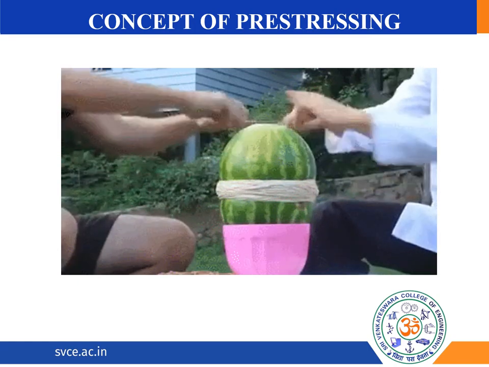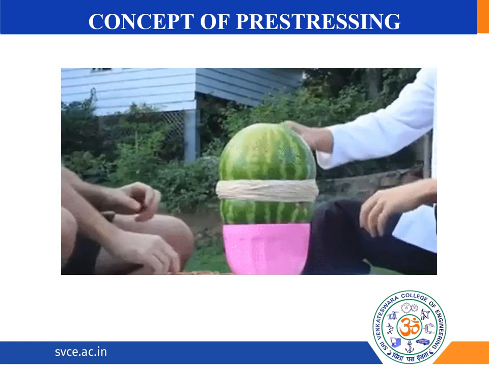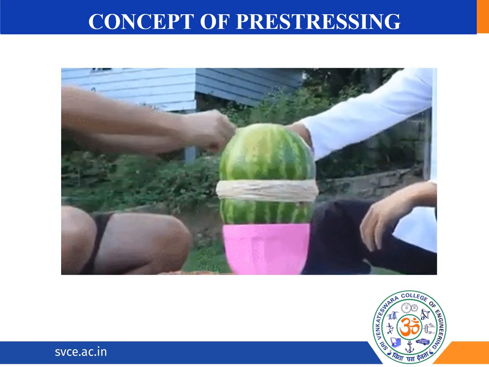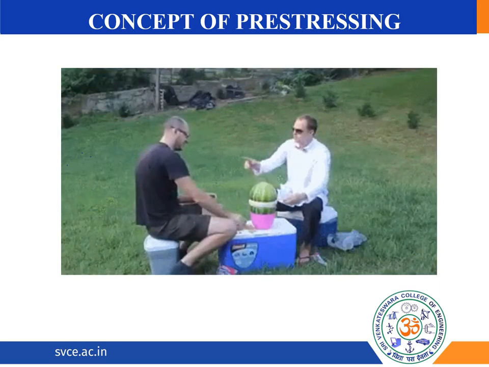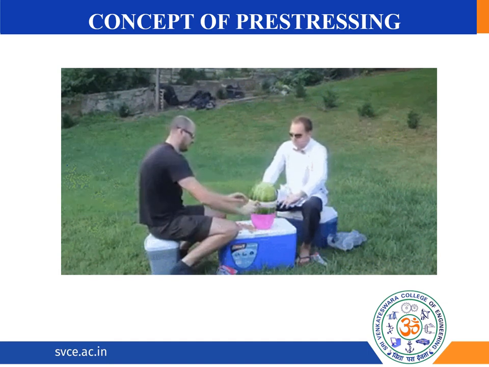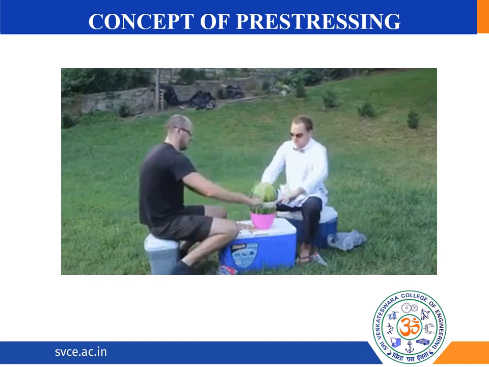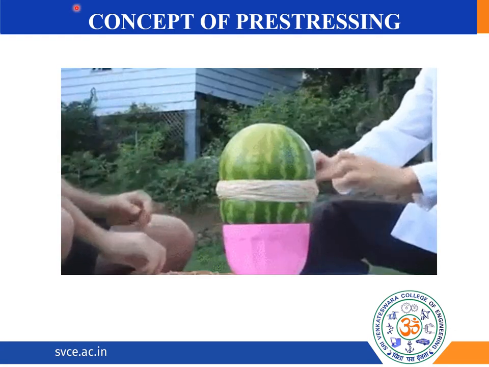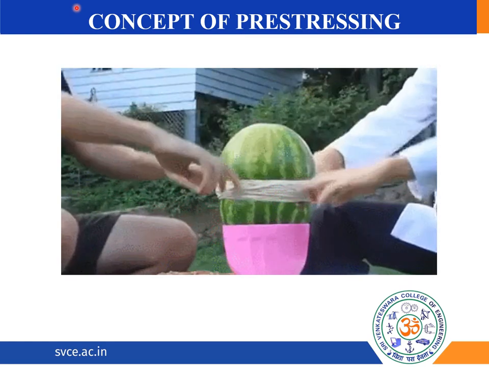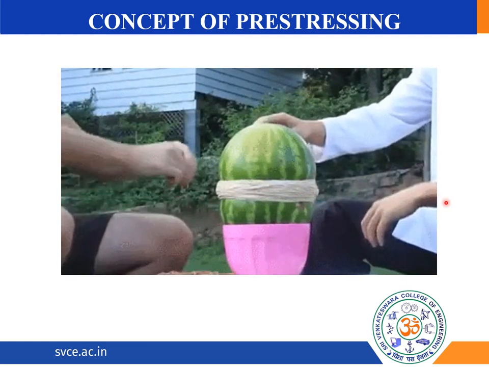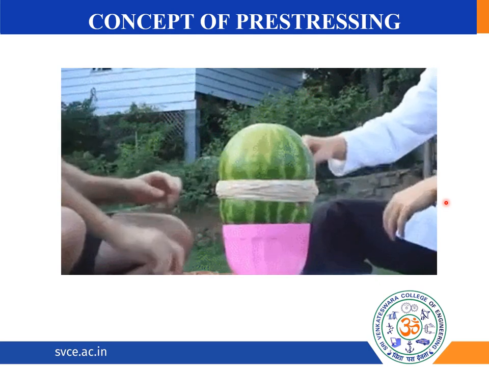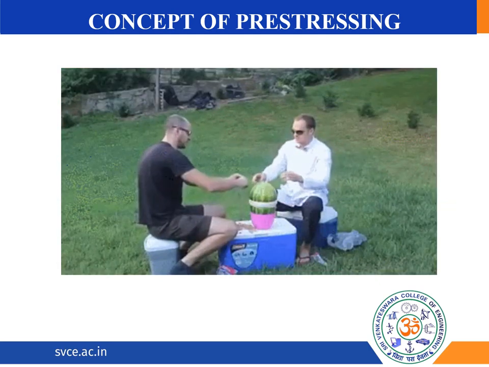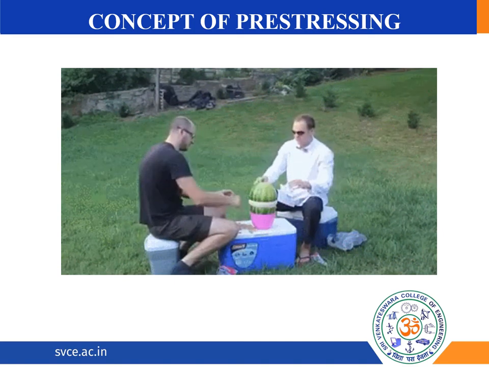Many of us would have come across this video. As we know, this watermelon is a very strong object as such. And in this video, you can see the rubber bands are stretched and put around the watermelon. So the rubber band is under tension and it causes some force on this watermelon. The watermelon is having some kind of stress over it. And when n number of rubber bands are put, finally this fruit breaks.